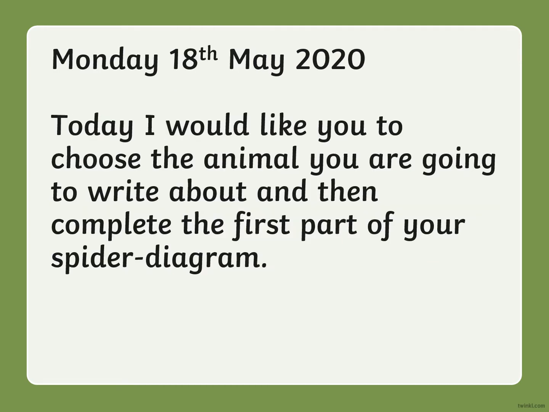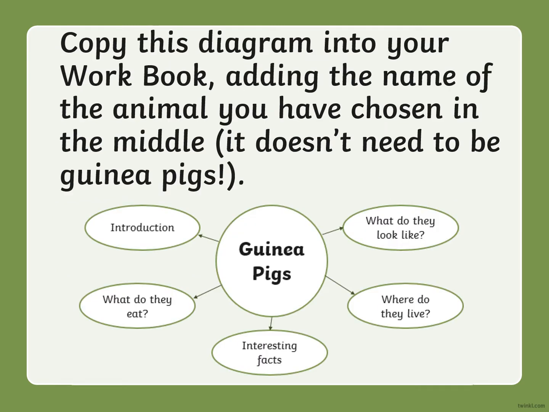Today, I would like you to choose the animal that you are going to write about and then complete the first part of your spider diagram. Have a think now and get your book ready to go. Copy the diagram into your workbook, adding the name of the animal that you have chosen into the middle. It doesn't have to be a guinea pig. I would then like you to choose the 5 headings that are around the outside and add those to your diagram as well. You can add one more at the top if you would like to, but you don't have to. Pause the video now whilst you copy the diagram.